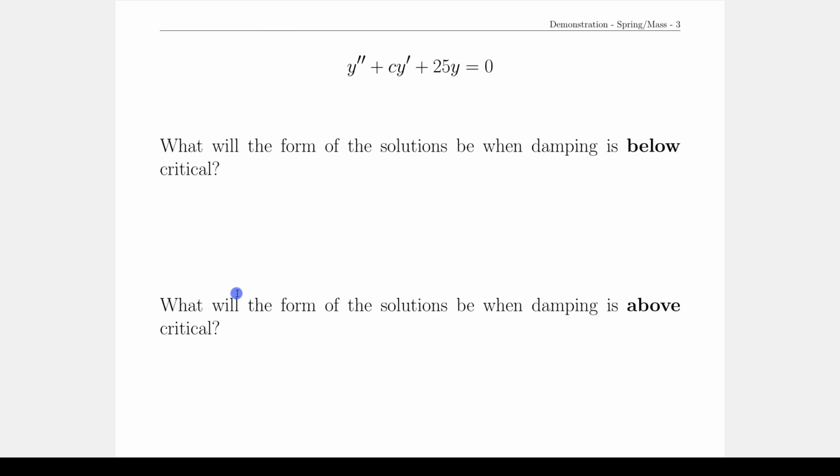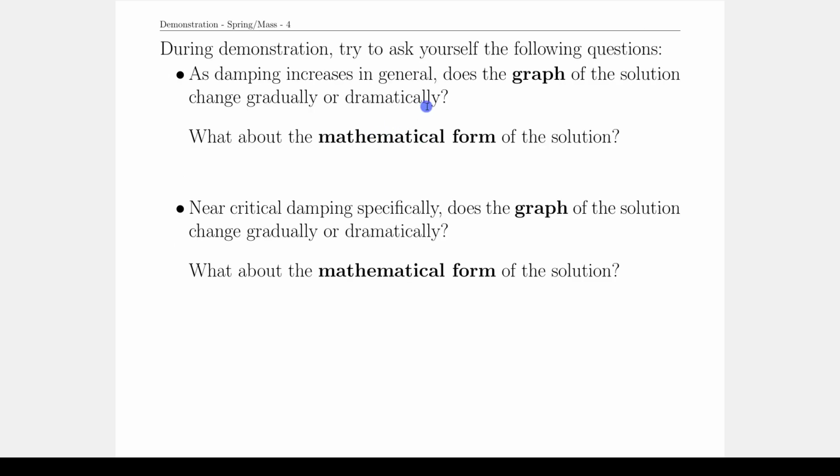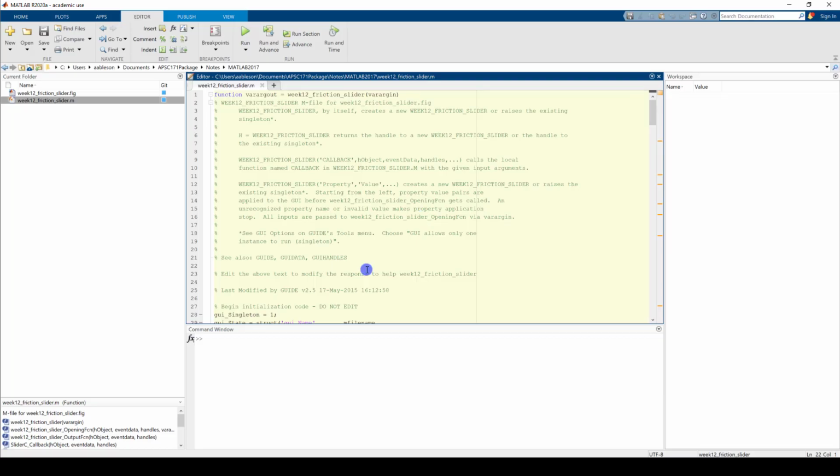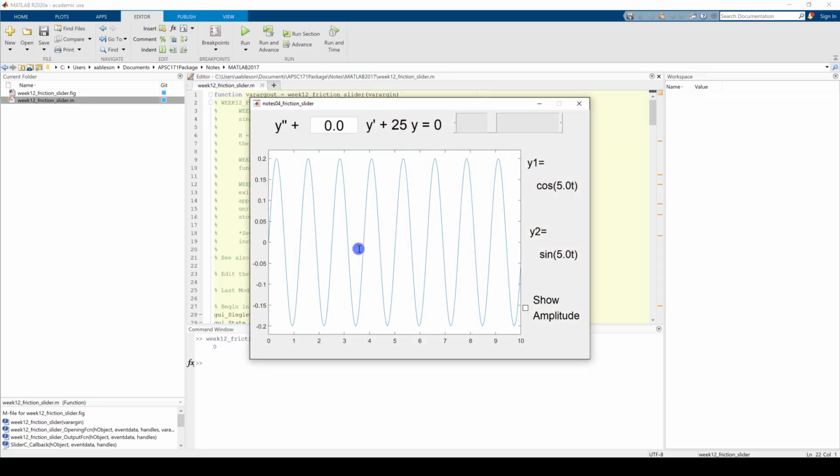So keep your eye on what happens as we approach c equals 10 in the modeling that we're doing. Think about what the solution should look like below that threshold and above that threshold. And as we go through the simulations, try to ask these kinds of questions about the mathematical form. We're going to be showing that on the screen, but keep an eye on that and how it relates to the c value. And also, does the graph change as we go through different stages of increasing the damping? So looking for the graph and mathematical form. All right, switching over to Matlab now.